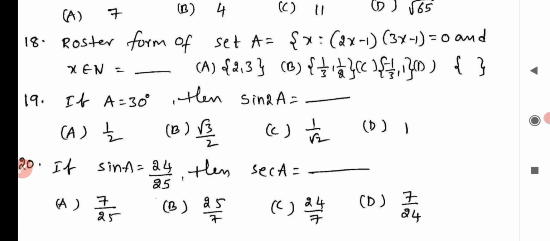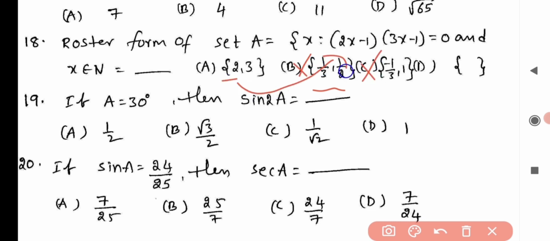Okay, next, roster form of set A equals to x such that 2x minus 1, 3x minus 1 equals to 0 and x belongs to N. I want only natural numbers. So option B have fractional. Okay, this one rational. No, this is not our answer. Suppose you substitute 2 here. 2 2s are 4. 4 minus 1, 3. Again 3 2s are 6. 6 minus 1, 7. So this one also not possible. So what is the answer? Option D, null set.